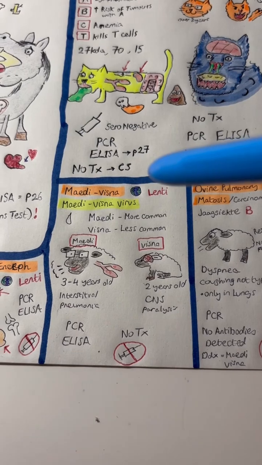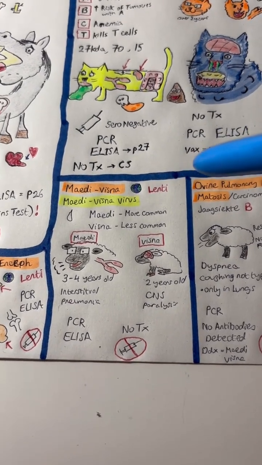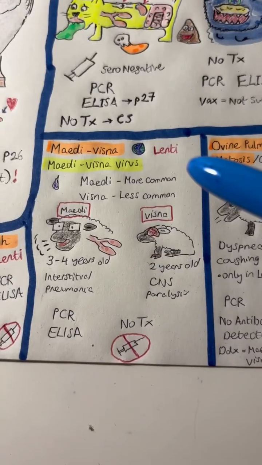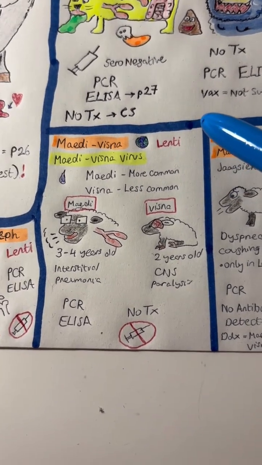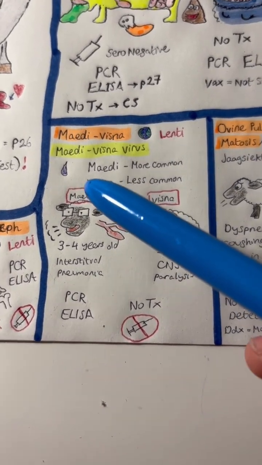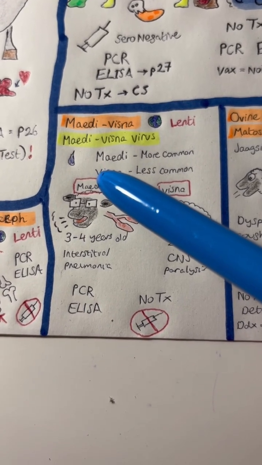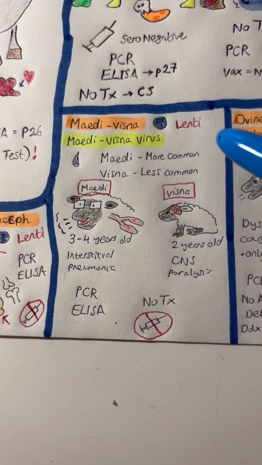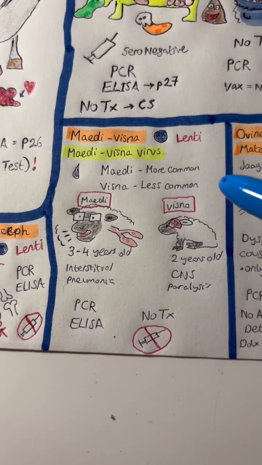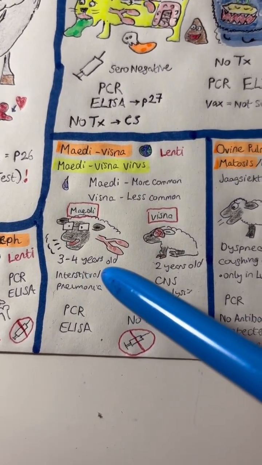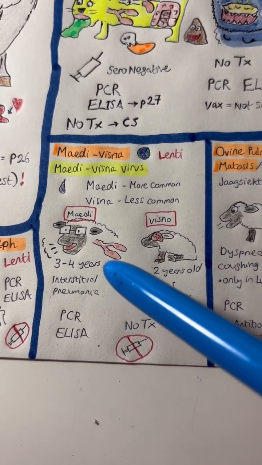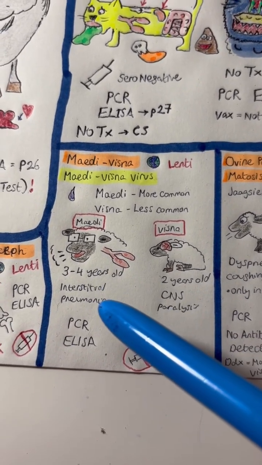The Maedi-Visna virus is a part of the lentivirus genus. It is found worldwide. However, it is not present in Australia and New Zealand. It is spread in discharges and milk. There are two clinical forms of the disease, Maedi, which is more common, and Visna, which is less common. Maedi occurs in older sheep, around 3 to 4 years old. They get respiratory signs, such as interstitial pneumonia.